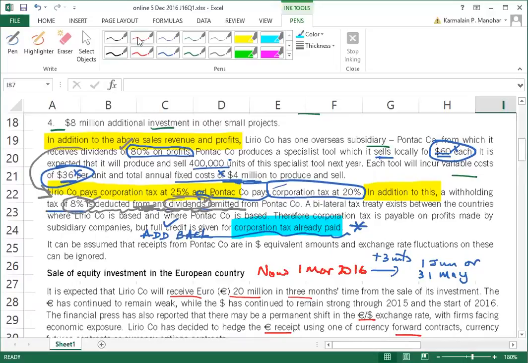Corporation tax is payable on what? Not on the remittance. I think Stacy had it right the first time. Yeah, Stacy mentioned that, and I asked her to put the R word. So corporation tax is payable on the profits made by the subsidiary. So, and then we credit.